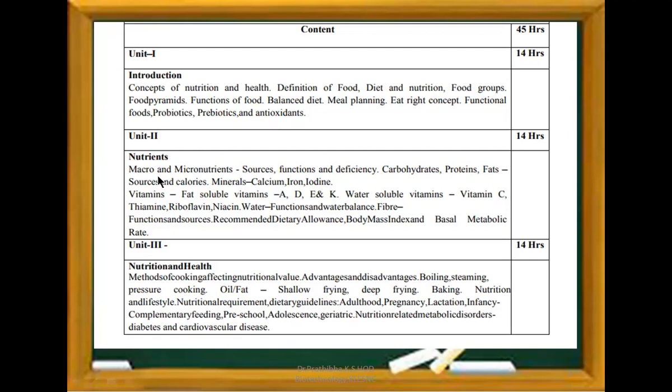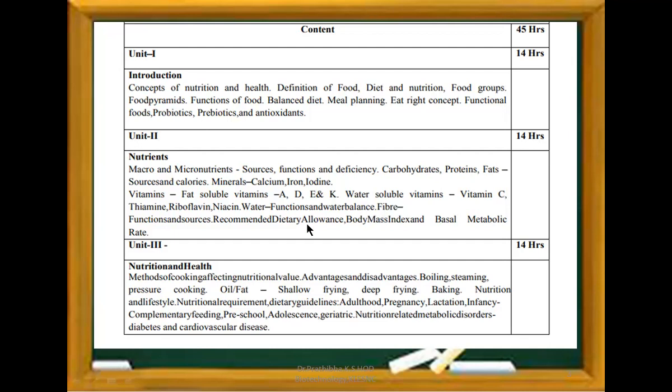Unit 2, nutrients like macro and micronutrients. Under this concept, you need to study the sources of nutrients, functions and dietary deficiencies, carbohydrates, proteins, fats sources, and calories. Minerals like calcium, iron, and iodine. Vitamins like fat-soluble vitamins and water-soluble vitamins. Under fat-soluble vitamins, you need to study vitamin A, vitamin D, vitamin E, and vitamin K. Under water-soluble vitamins, you must study about vitamin C, thiamine, riboflavin, niacin, and water. Further, functions and water balance.